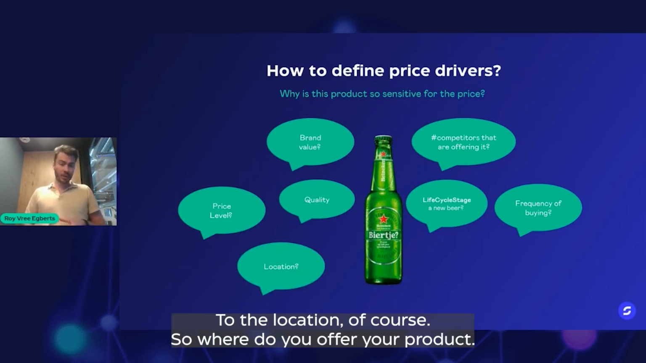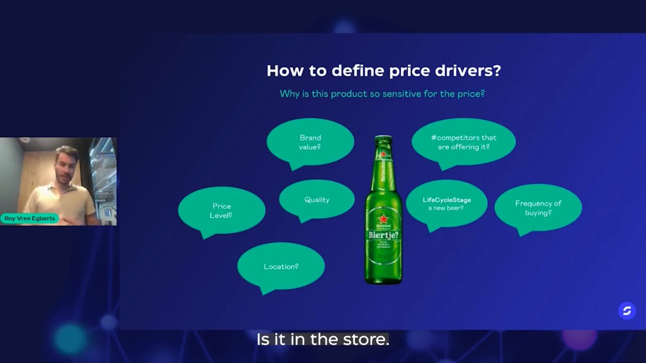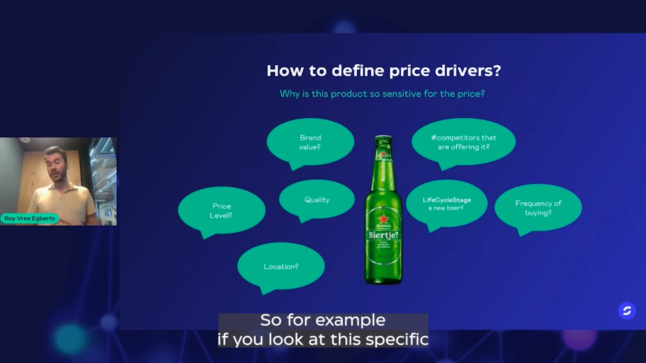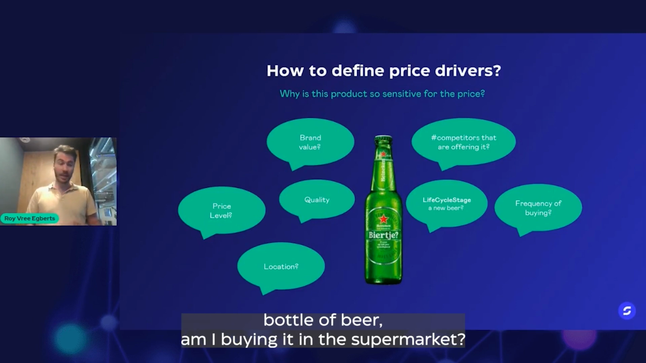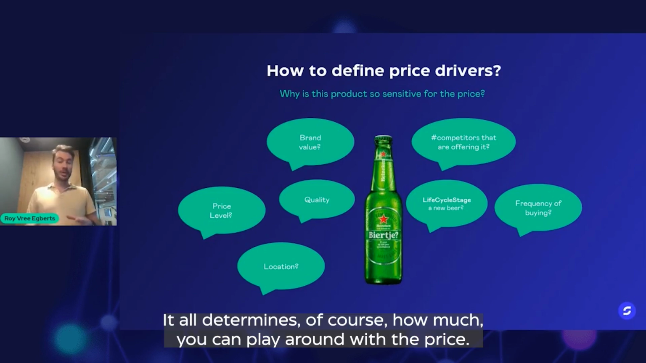So the location, of course. So where do you offer your product? So think about, is it in a web shop? Is it in the store? So for example, if you look at this specific bottle of beer, am I buying it in the supermarket? Am I buying it at a bar? Am I buying it at a festival? Maybe at a concert? It all determines, of course, how much you can play around with the price.